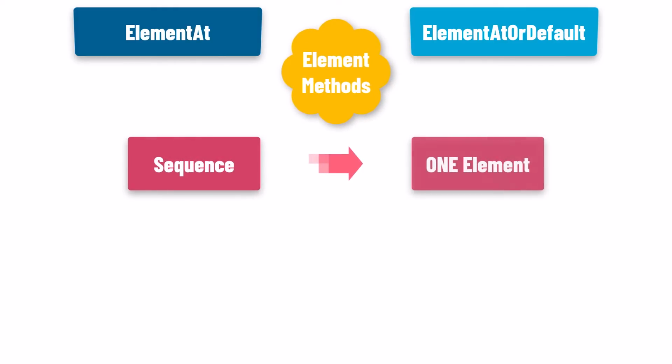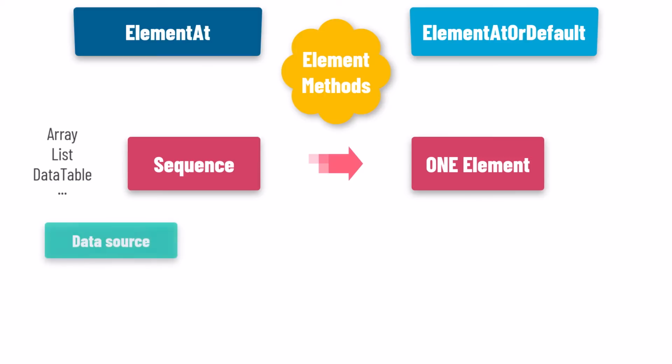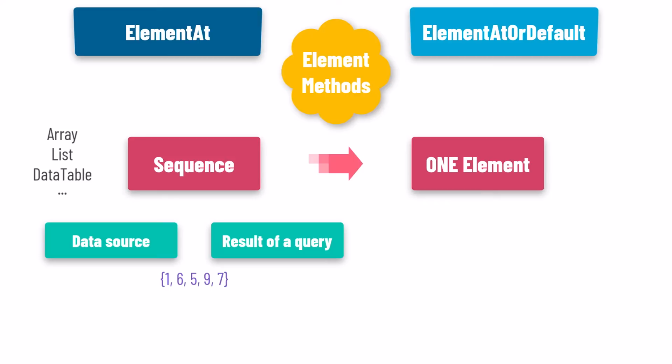element from a sequence. This sequence can take various forms: an array, a list, a data table, or any other data type. Such a sequence might be the data source we aim to query, or even the result of a previous LINQ query. For instance, imagine an array holding 5 numbers. If you wanted to grab the third number, you'd turn to an element method, which would then yield just that one number. So, in essence, element methods are designed to return a singular element from a sequence.